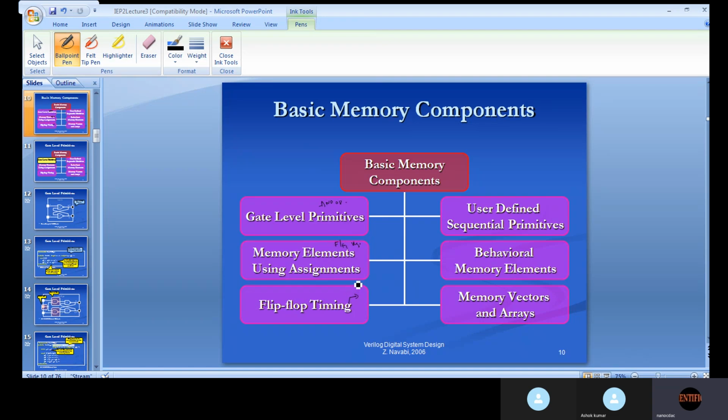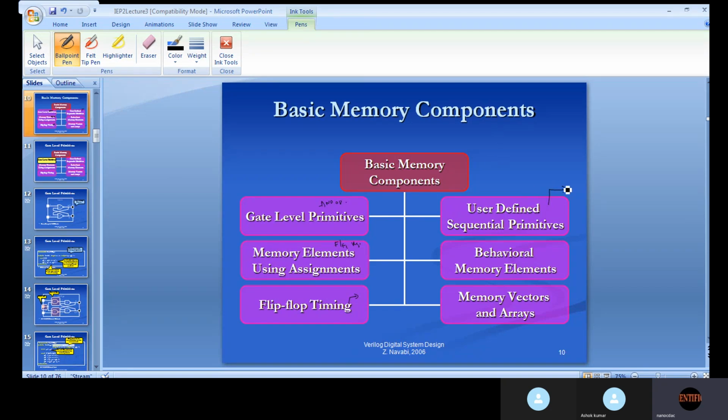For flip flop timing, you can set the timing for your flip flop: rise time, fall time, clock edge, positive edge, negative edge, and positive level, negative level. You can set the timing of the flip flop.